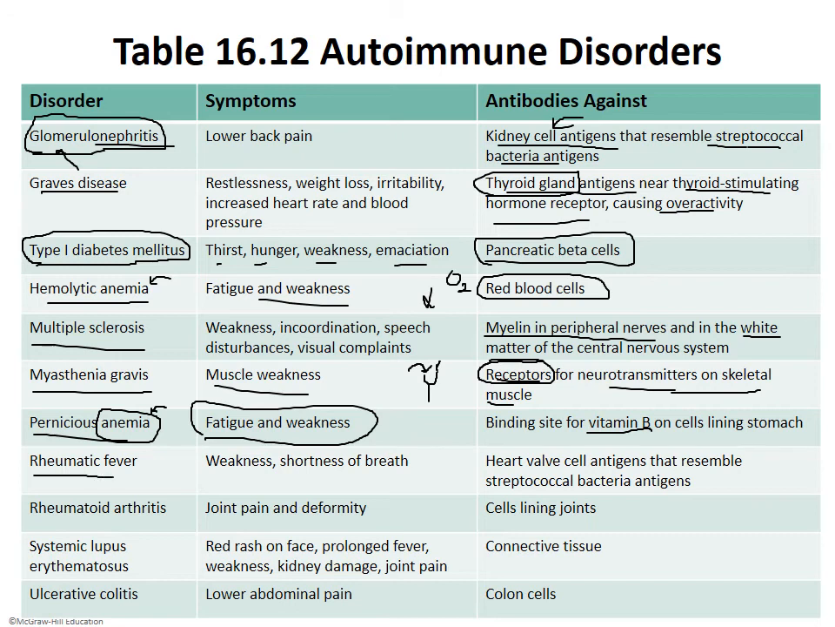Rheumatic fever, rheumatic fever is a weird one. The antigens on the heart valve, our body will again confuse it for strep and attack it. This is a tough thing.